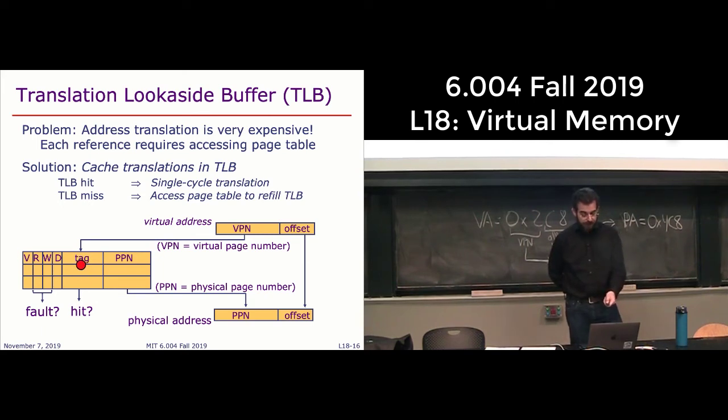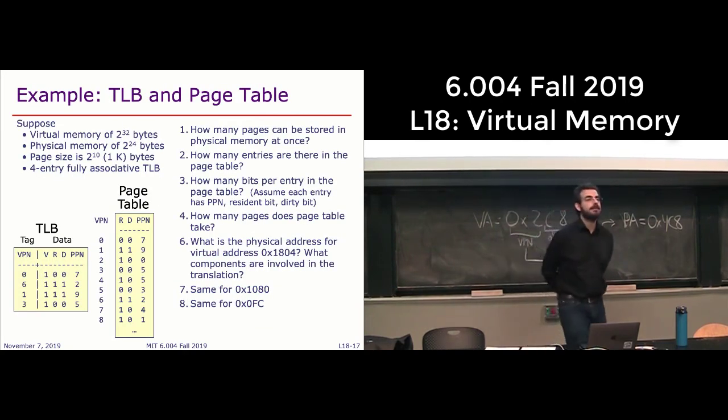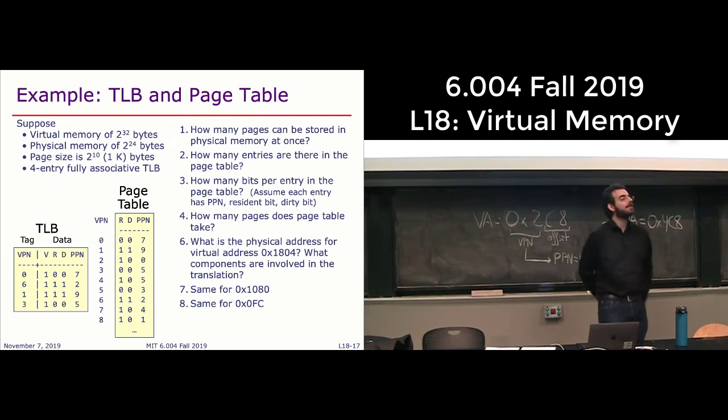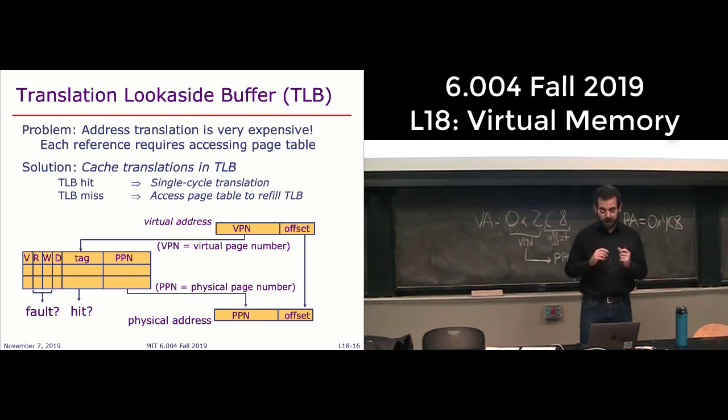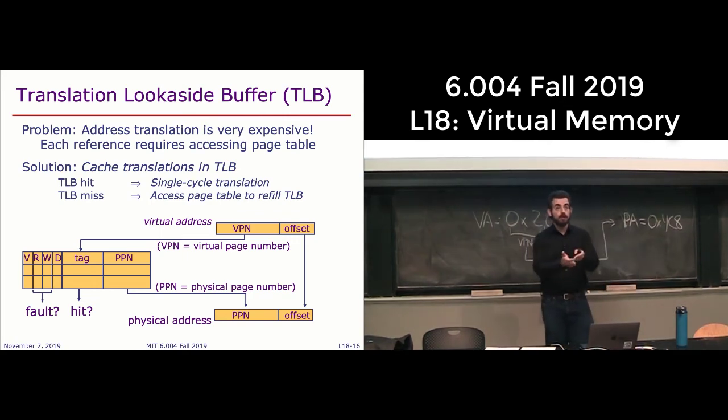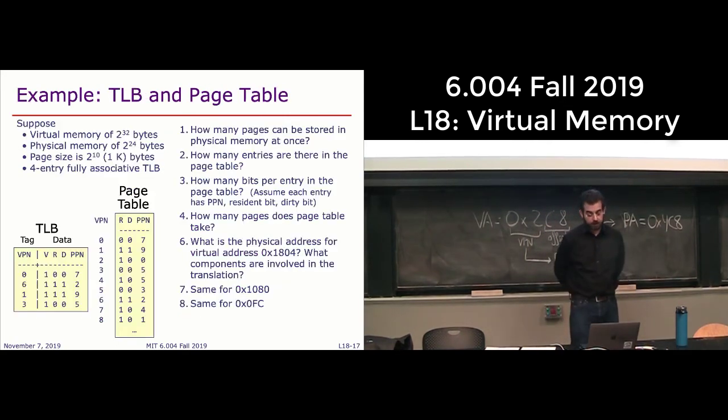If there's a tag match, and these bits match with the access that we want to do, right? The page is resident, we're not doing a write to a page that's read-only, then we have a hit, and we just take the physical page number from here and perform the access as usual in a single cycle, right? Now we have a very small structure that's very cheap, and we'll do the access very quickly. But on a TLB miss, that is if there's no match here, then we need to access the page table, and only then we go and do a memory access to refill the data in the TLB.